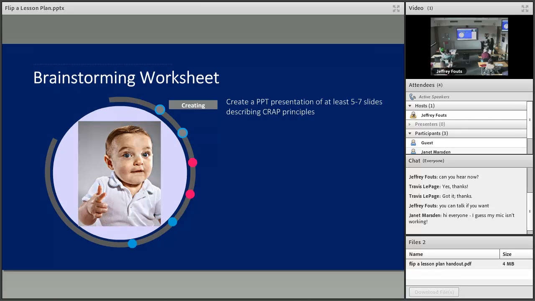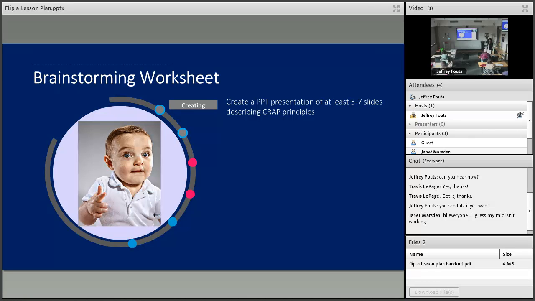So by creating, my topic is to effectively incorporate design concepts. My creating was, I want them to be able to create a PowerPoint presentation of at least 5 to 7 slides, but involving the CRAP principles. The end result, I want them to be able to create an effective visual PowerPoint.